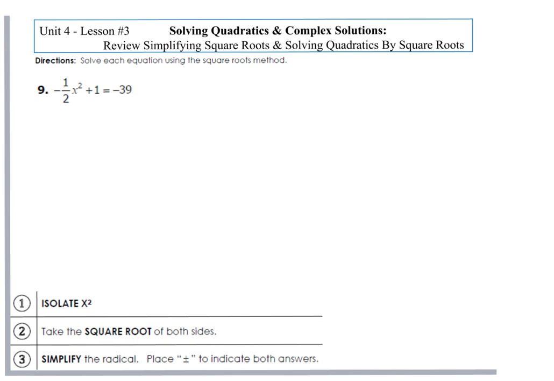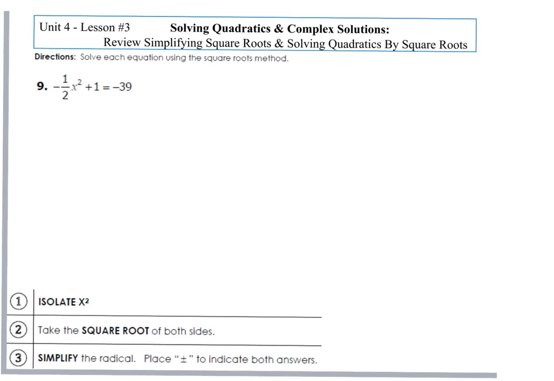Okay, our last example here is negative 1/2 x squared plus 1 equals negative 39. Okay, to start off, we're going to subtract 1 from both sides. We have negative 1/2 x squared equals negative 40. And then we are going to multiply both sides by negative 2. Always multiply by the reciprocal to isolate or get rid of fractions. So x squared is equal to positive 80.